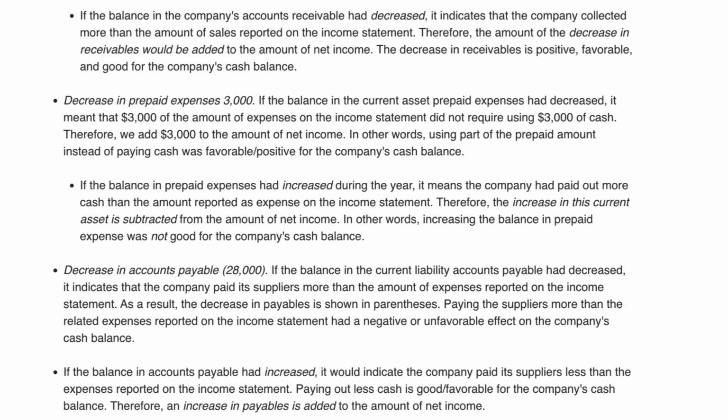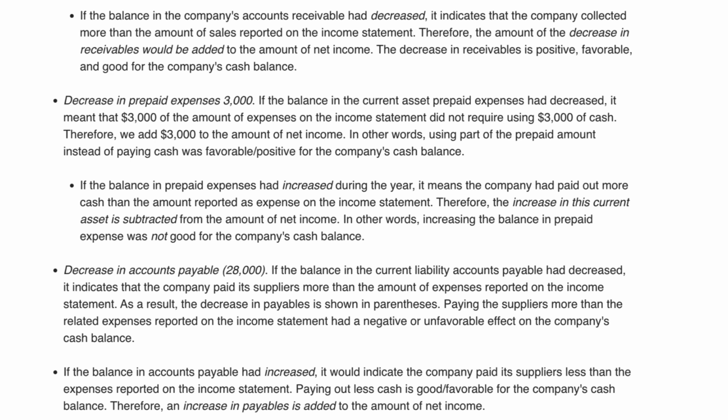Decrease in prepaid expenses, $3,000. If the balance in the current asset prepaid expenses had decreased, it meant that $3,000 of the amount of expenses on the income statement did not require using $3,000 of cash. Therefore, we add $3,000 to the amount of net income. In other words, using part of the prepaid amount instead of paying cash was favorable/positive for the company's cash balance.